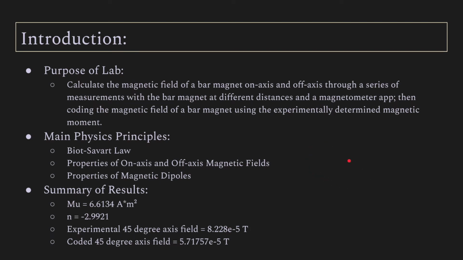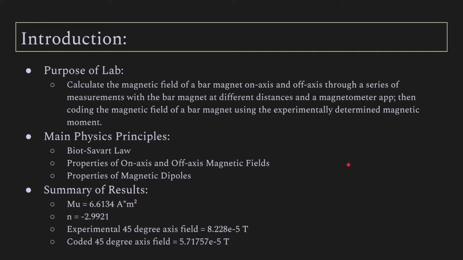The purpose of this lab is to calculate the magnetic field of a bar magnet on axis and off axis through a series of measurements with the bar magnet at different distances and a magnetometer app, then coding the magnetic field of a bar magnet using the experimentally determined magnetic moment. The main physics principles are the Biot-Savart law, properties of on-axis and off-axis magnetic fields, and properties of magnetic dipoles.